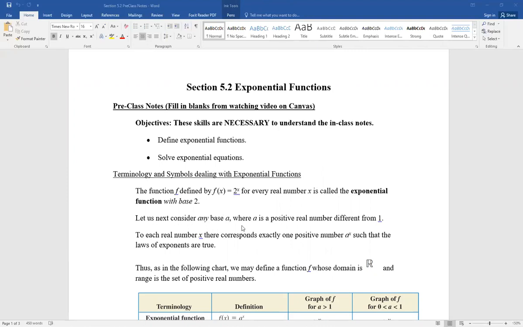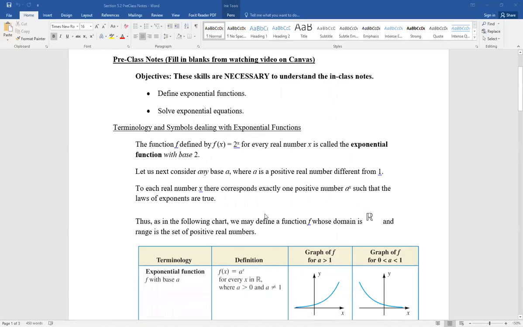So let us next consider any base a where a is a positive real number different than 1. The reason we don't use 1 is because 1 to any power is still 1, and that's not very interesting, and it doesn't have the same properties as the other bases, so it's not exponential if you use a equals 1. So it has to be a base that is positive other than 1. To each real number x, there corresponds exactly one positive number a to the x such that the laws of the exponents are true.